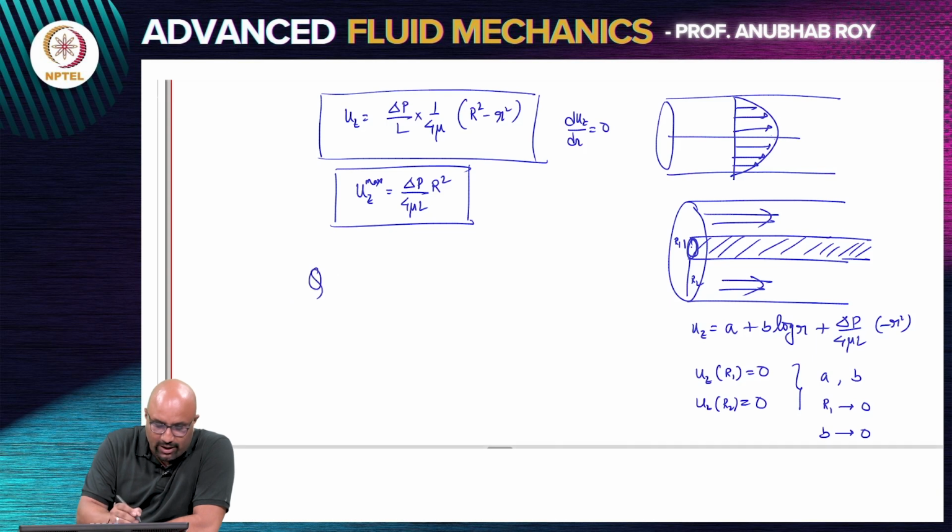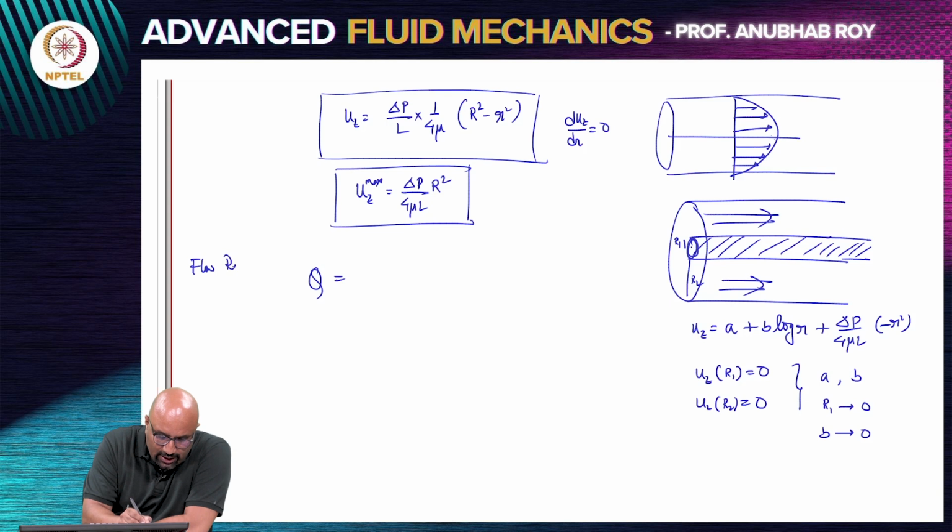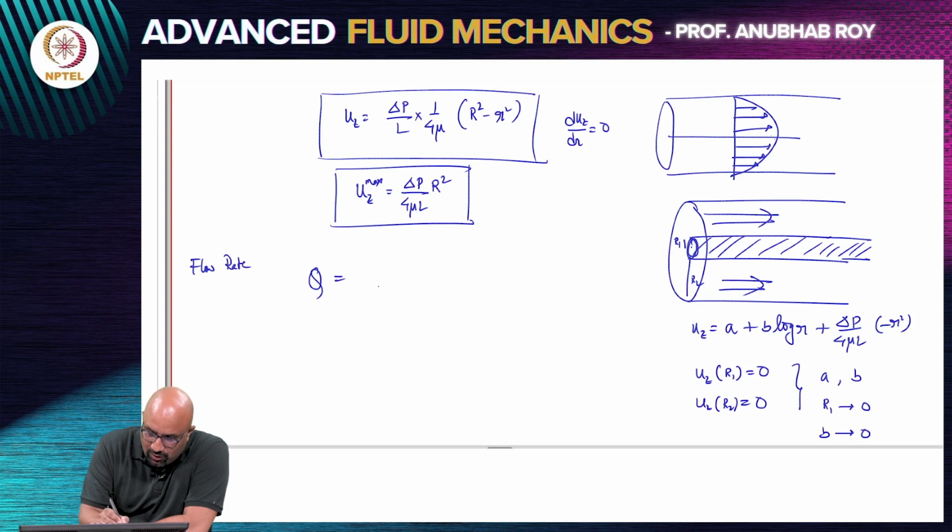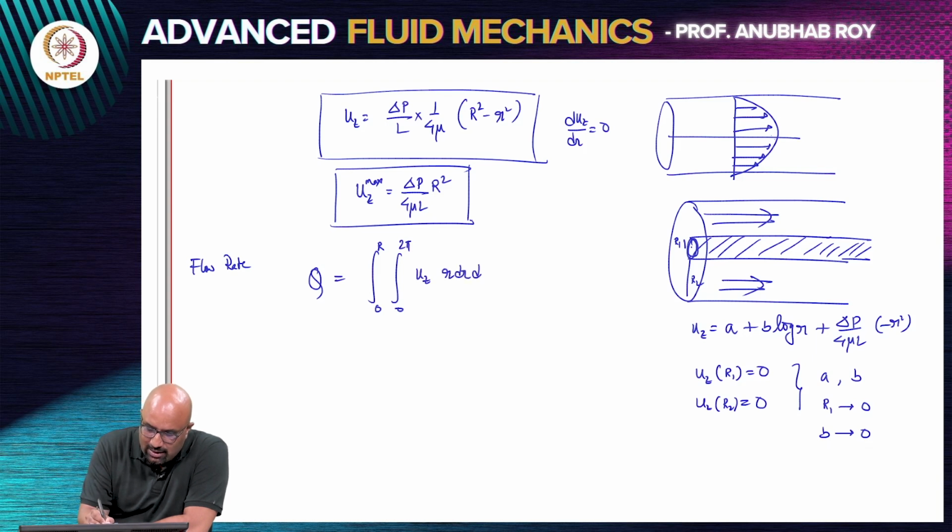Let us find the flow rate. So, let us calculate the flow rate through the pipe. For the flow rate through the pipe, we will have to integrate over the cross section. The cross section is a circular cross section. So, we will have uz r dr d theta.